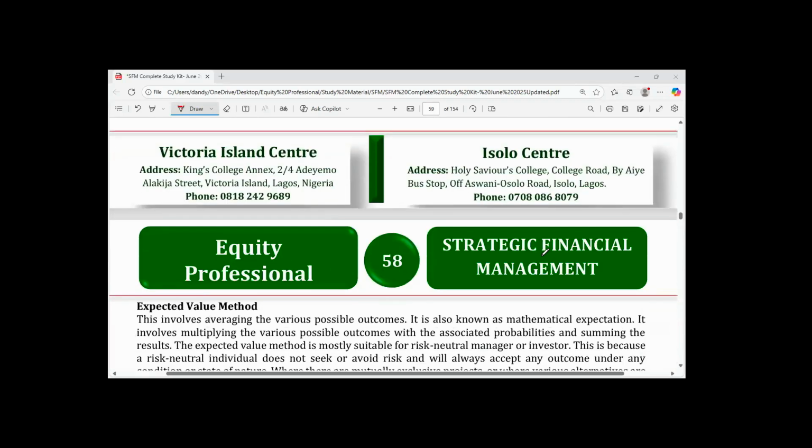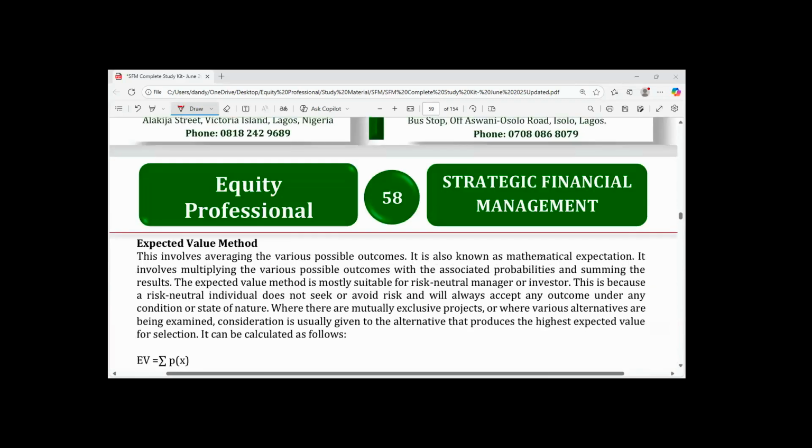We can call expected value mathematical expectation or Bayesian theory. Somebody will ask me, what do you mean by Bayesian? Bayes, you remember, in statistics, we have what we call Bayesian theory. You can call expected value Bayesian theory or mathematical expectation.